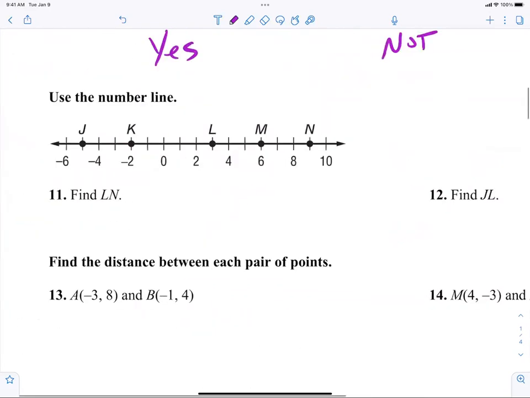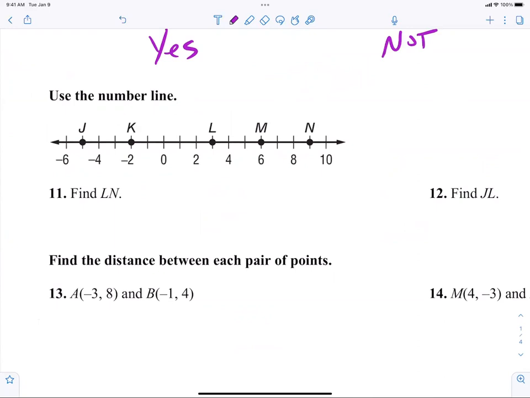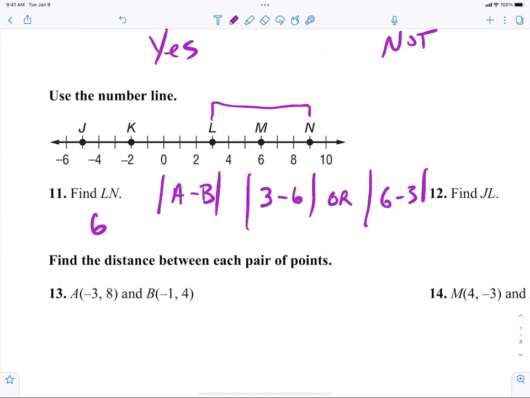Now finding LN. The distance between 2 points is said to be the absolute value of A minus B. But do I really tell kids that? No, because you should be able to look at it and say, how far is it from L to N? 6, right? You don't need to know it's the absolute value of the difference. Absolute value is referring to distance. Why do they say it's the absolute value? Because you can do 3 minus 6, or you can do 6 minus 3, and you'll get the same result. It doesn't matter. When you're referring to distance, measuring forwards or backwards does not matter. Everybody okay with that? Distance can't be negative.